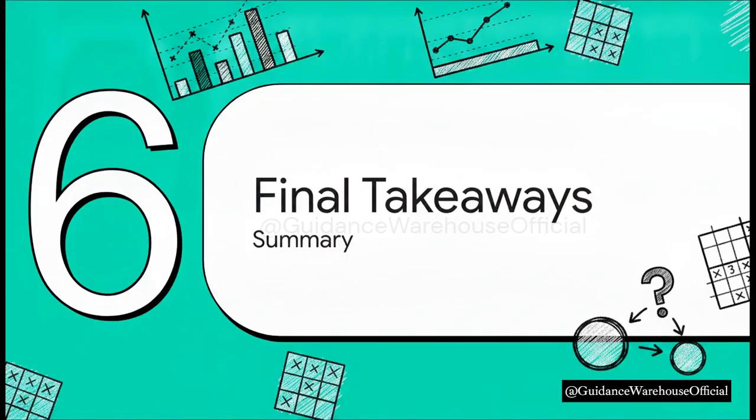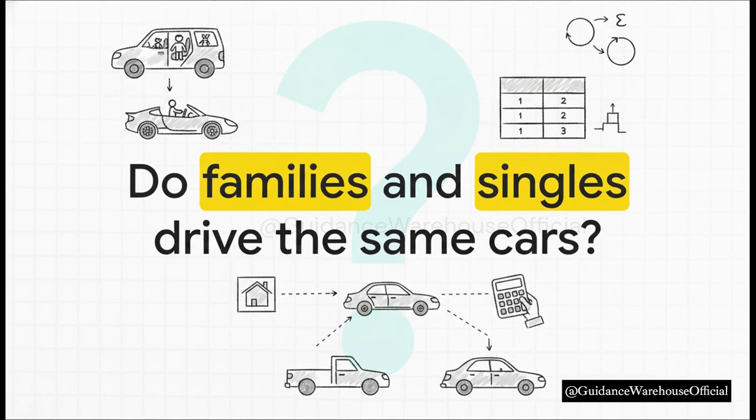Let's wrap things up. Section 6, Summary and Final Takeaways. Before we finish, let's quickly summarize the key points we've learned today. The test for homogeneity compares two unknown populations to see if they follow the exact same distribution. We absolutely must have expected values of at least 5 in every single cell. Our degrees of freedom are always calculated as columns minus 1, and remember, rejecting the null hypothesis only tells us that the distributions are different, not how they're different.